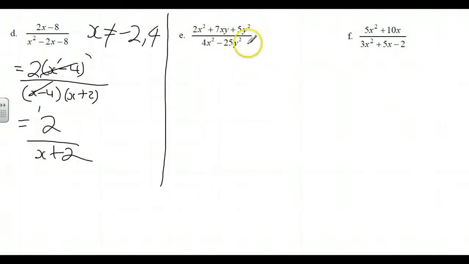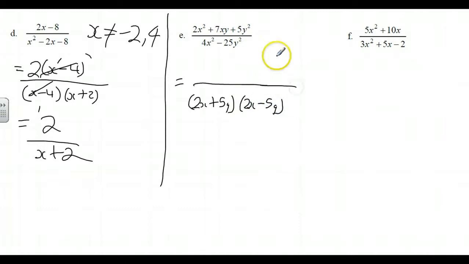Moving on. Easiest thing to factor is the denominator. That's a difference of squares. So it'll be 2x plus 5y and 2x minus 5y. Okay, it means one of these guys is 2x plus or 2x minus. That's a plus, which means both signs are the same. That's a plus, so they're both positive. Therefore, it is 2x plus 5y.